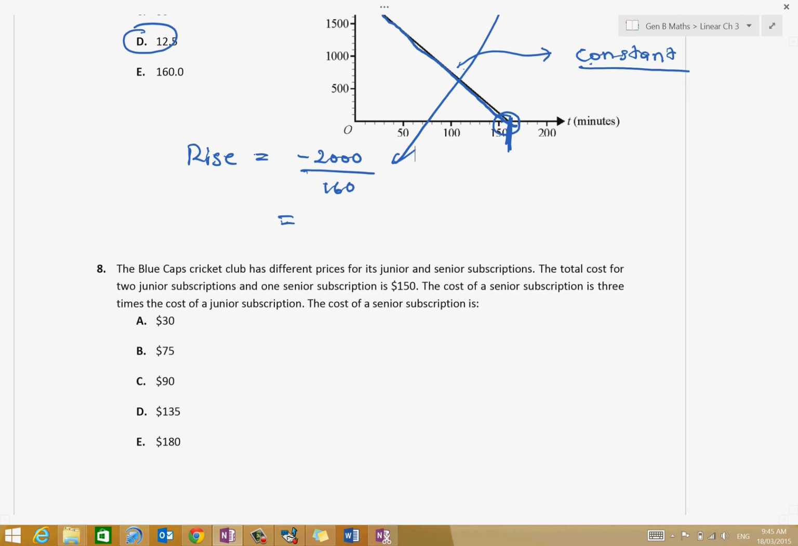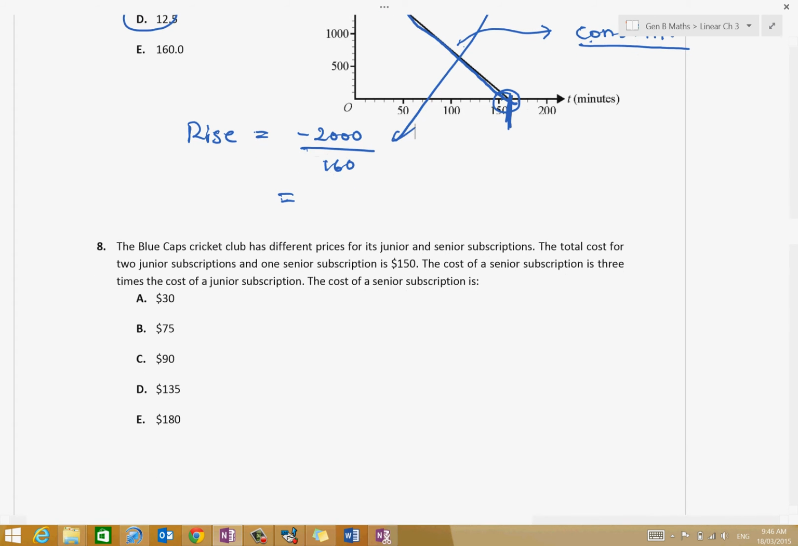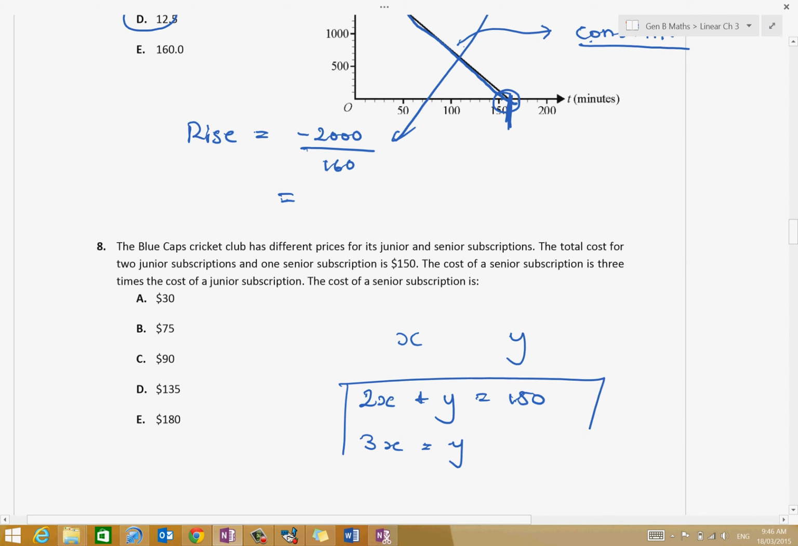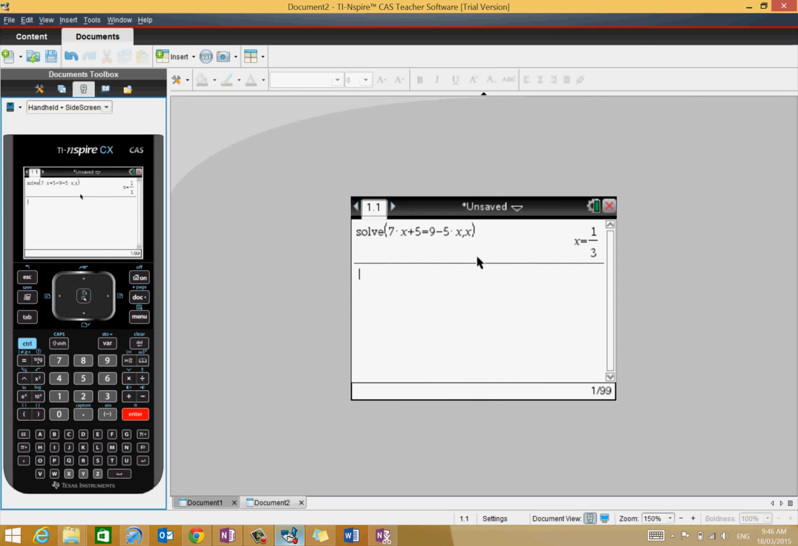Okay, the Blue Carps Cricket Club has different prices for its junior and senior. The total cost for 2 junior subscriptions and 1, I'm just going to call junior X. And I'm going to call senior Y, just because I felt like it. All right? You can do whatever you want. But what we got, the total cost for 2 junior subscriptions and 1 senior subscription is $150. And the cost of a senior subscription is 3 times the cost of a junior subscription. So 3x is equal to y. I've got a system of equations. Are these linear? They are. So now I can just go ahead and solve that.